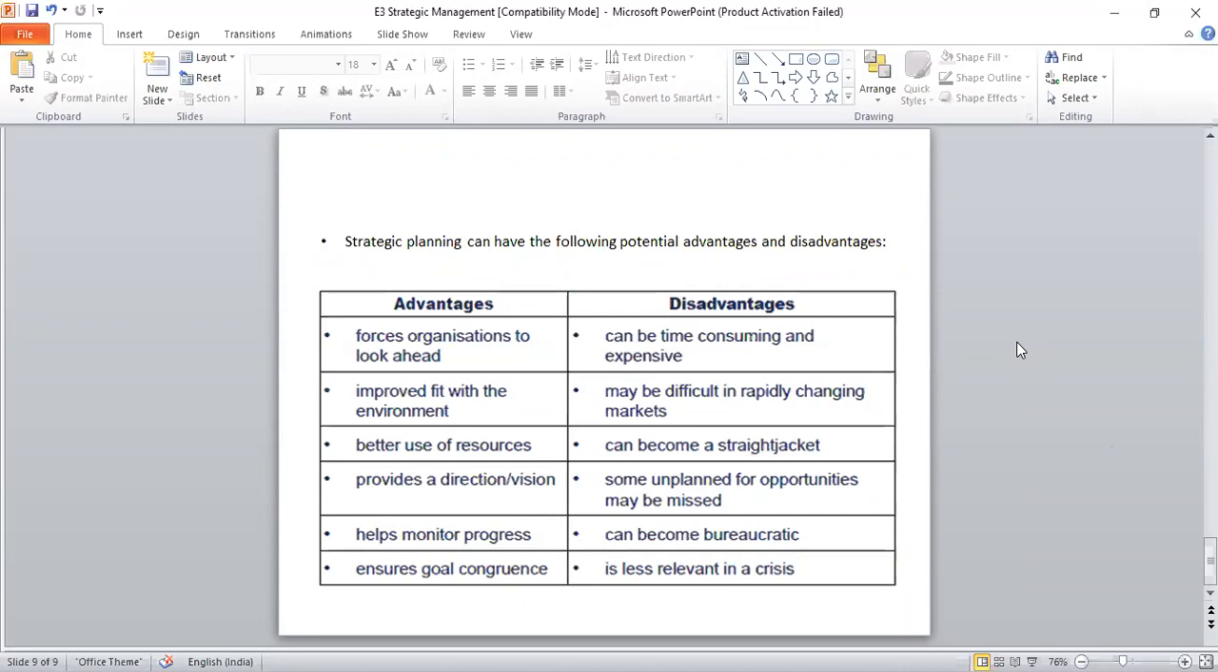Planning ensures that goal congruence happens because everybody understands what the strategy is. Once the strategy is prepared, it is communicated to other levels of people, so they understand what the organization wants. That's why it is defined in the form of a mission statement, the strategy, and the long-term objectives. They are framed and conveyed to the various levels of people in the organization, so everybody works towards the achievement of the same goal. So it is possible to have goal congruence.